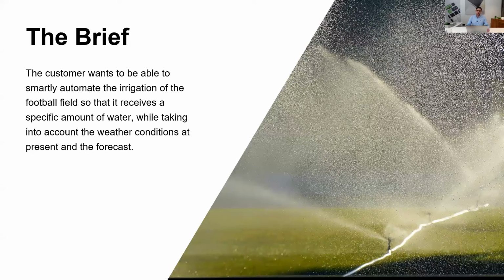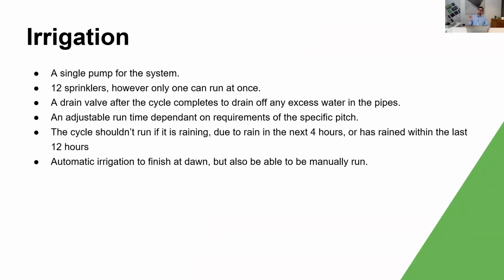And so we have a customer that wants to automate, or at least automate as much as they can, their football pitch irrigation so that somebody doesn't have to go out and press a switch to do it for them. And so for our brief, we have an irrigation system that's got a single pump, and that single pump runs 12 sprinklers. Now, because that pump can't build up enough pressure, it can't run all of the sprinklers at the same time. It can only run one sprinkler at a time.